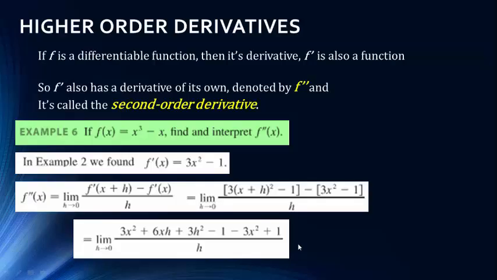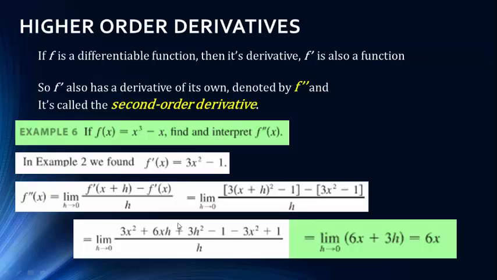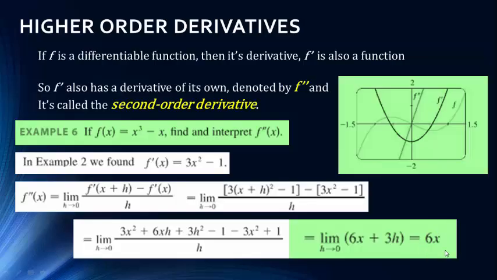I'm going to go through this wicked quick because this is the third or fourth one we've done. And we're going to reduce this. We're going to factor out the h, and we get left with 6x plus 3h. Again, if h goes to 0, this term goes away, and we get simply 6x.